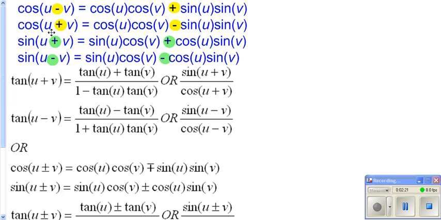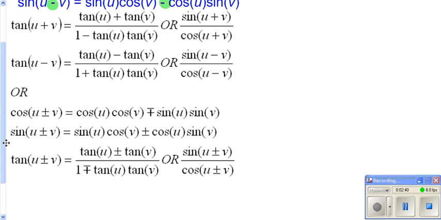Now, instead of having two separate formulas for the cosine, you could look at it like this, with a plus or a minus. So if you're dealing with the plus, you want to take the top sign. If you're dealing with two angles being subtracted, that's the bottom sign, so you take the bottom sign over here. And so the bottom three here are really summaries of the top six, written in a slightly shorter way.